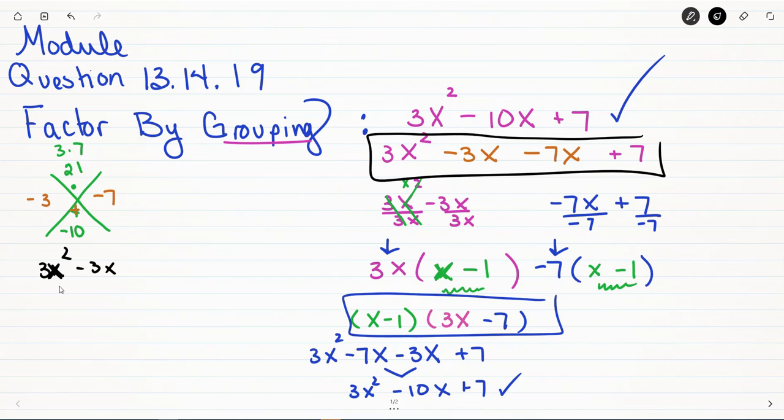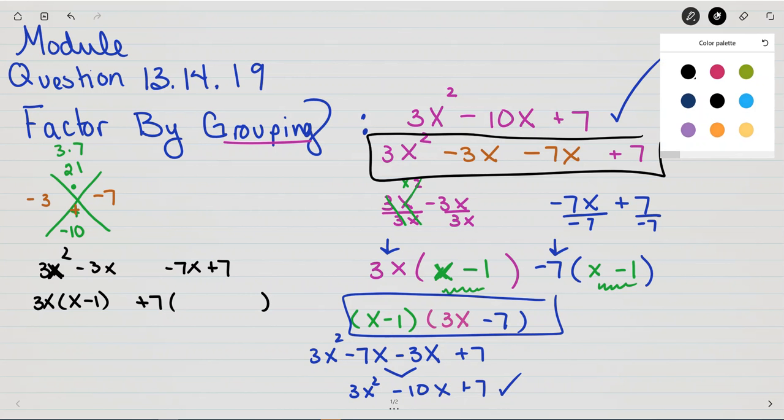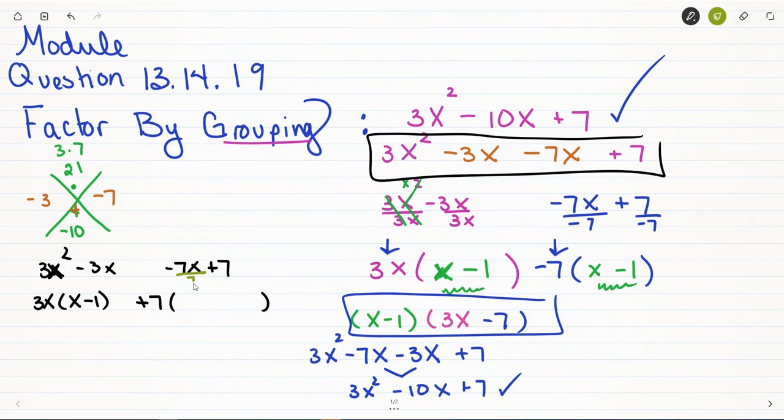If you factor out, well, this one, we factor out the 3x, and we'd get 3x times x minus 1. But then when we go on to the negative 7x plus 7, if you factor out a positive 7, do you see what's going to happen there? When we factor out a positive 7, negative 7x divided by positive 7 would be negative x, and 7 divided by 7 would be plus 1. And that doesn't give us something common to work with.